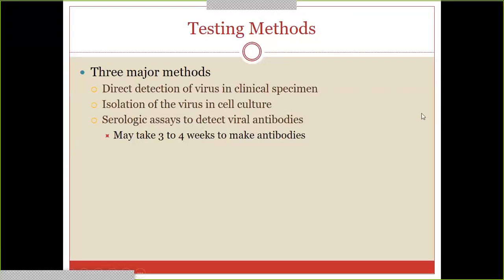All right, as far as testing, there are 3 major methods for testing for viruses. First is directly detecting the virus in a sample, isolating it through cell culture, and serologic assays, meaning blood tests to look for antibodies that you have made to that virus. That's a pretty common one, especially for certain viruses that we have out there. When you think of hepatitis, we do a lot of serologic blood testing to look for different antibodies that we make to hepatitis. Same with HIV, things like that.